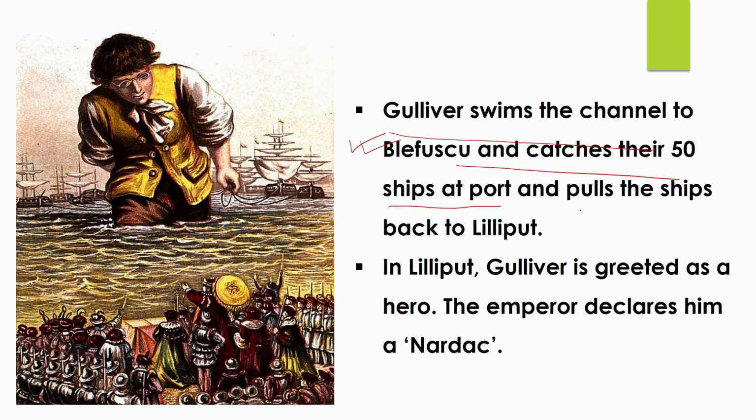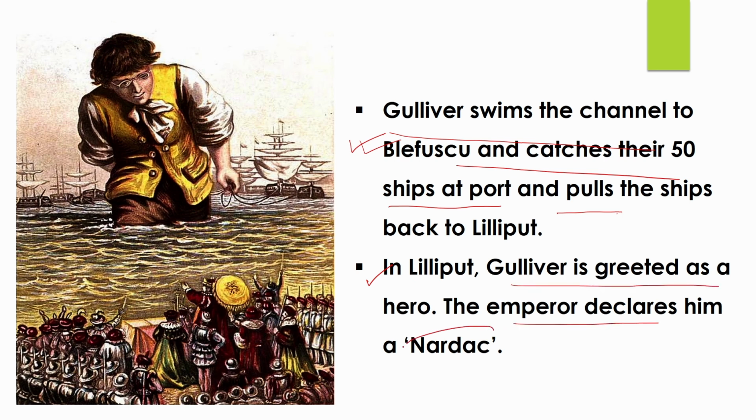The Blefuscu soldiers fire arrows at him, but he keeps working, protecting his eyes by putting on a pair of glasses he keeps in his coat pocket. He tries to pull the ships away, but they are anchored too tightly, so he cuts them away with a pocket knife and pulls the ships back to Lilliput. In Lilliput, Gulliver is greeted as a hero.